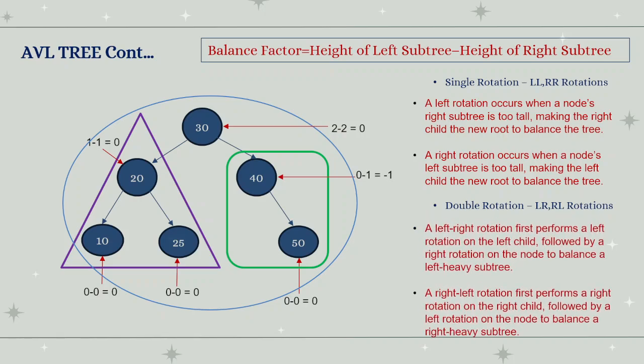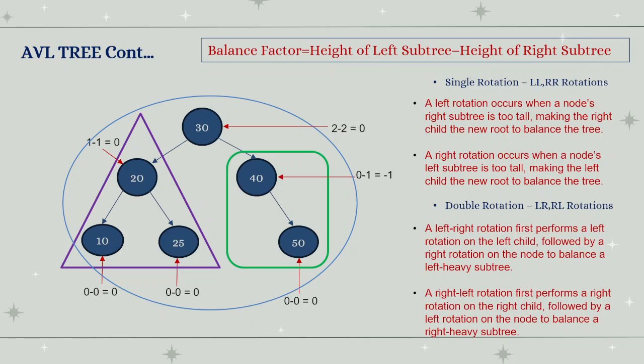Next, left-right rotation. This is a combination of left and right rotations. It occurs when the left child of the node has a right-heavy subtree. First, a left rotation is performed on the left child, followed by a right rotation on the node.